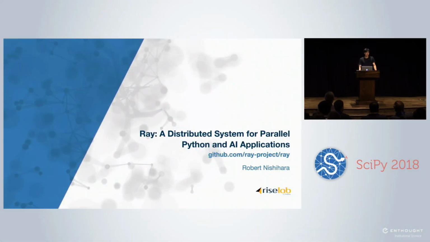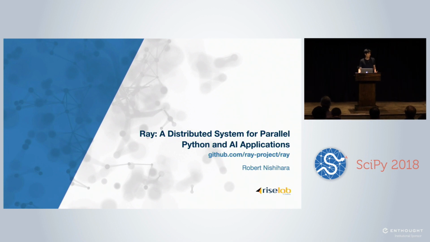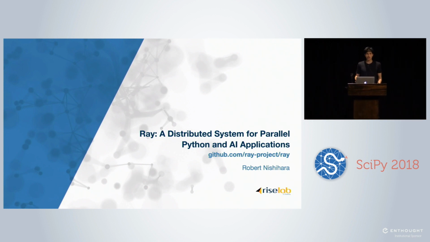I'm a grad student at UC Berkeley, and my primary research is in machine learning and algorithms for optimization and reinforcement learning and things like that. And I'm going to tell you about a distributed system called Ray that we've been building, which is directly motivated by a lot of the pain points encountered while doing research in machine learning and in practice.